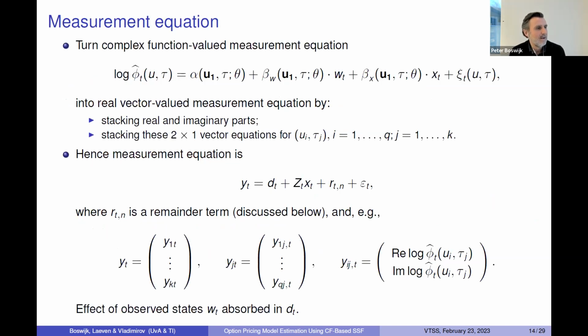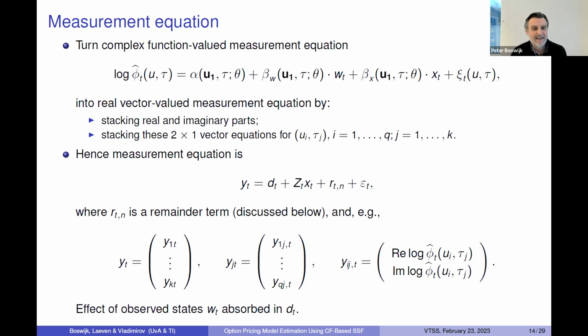Okay, next slide, please. So we already had a functional valued measurement equation, which we're now going to turn into a vector valued measurement equation. Of course, one could perhaps do functional Kalman filters, but we're going to keep it relatively simple by choosing a grid of values for U, the argument of the characteristic function. There are Q of those. And then we have K different times to maturity, and Q different arguments of the characteristic function. And then, of course, these are complex valued, so we're stacking the real and imaginary parts of those observations. That gives us 2 times K times Q observations within the long vector YT, right?